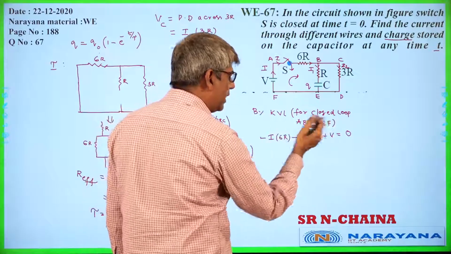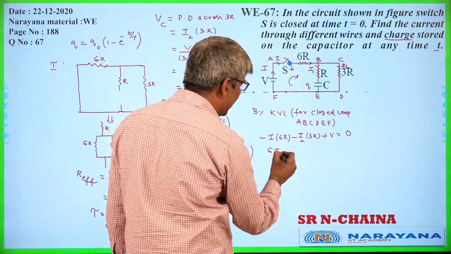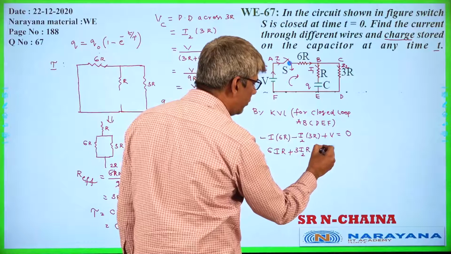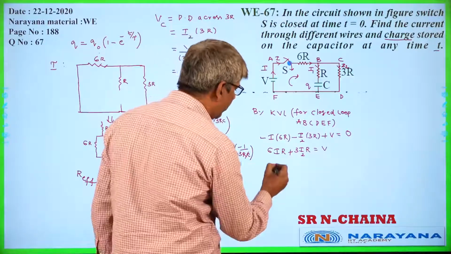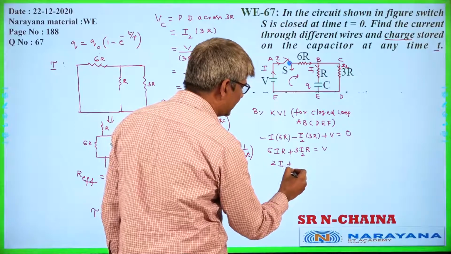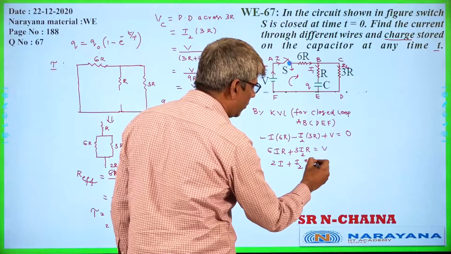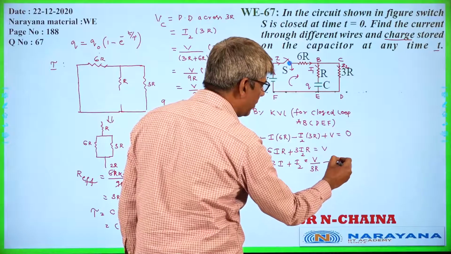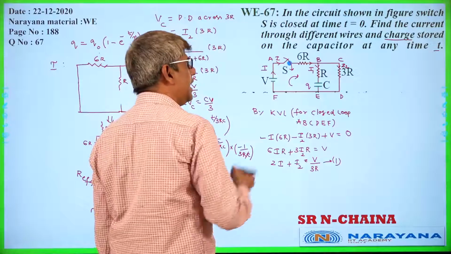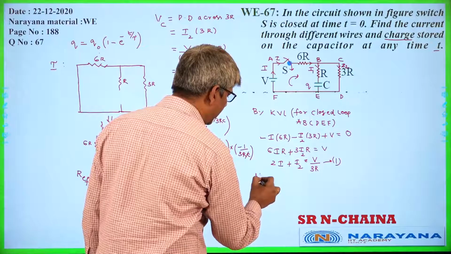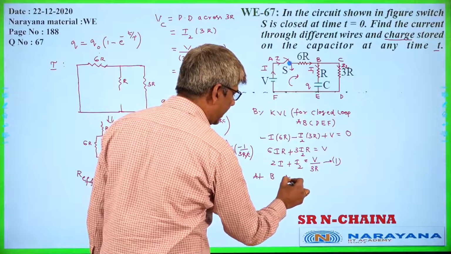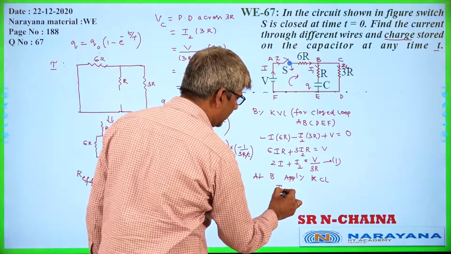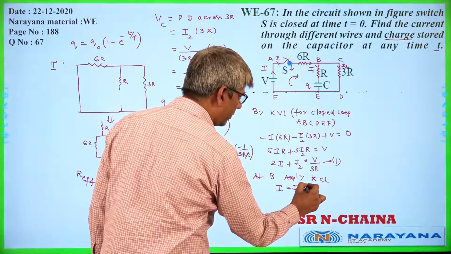Moving these two terms to the right hand side, we can write 6IR plus 3I2R is equal to V. Taking 3R common in both of them, we get 2I plus I2 is equal to V by 3R. Give it as equation number 1. Next, at junction B, applying KCL, Kirchhoff's current law, we know I is equal to I1 plus I2.